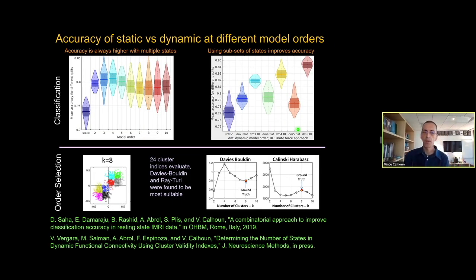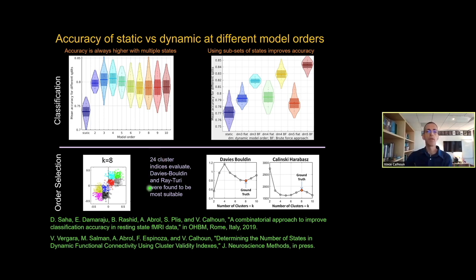Another question that comes up quite often is how many states should we estimate? There are a few ways to think about that. If we focus just on the bottom, one approach that has been used quite a lot is, for example, the elbow criteria. You can try to estimate the number of states there.